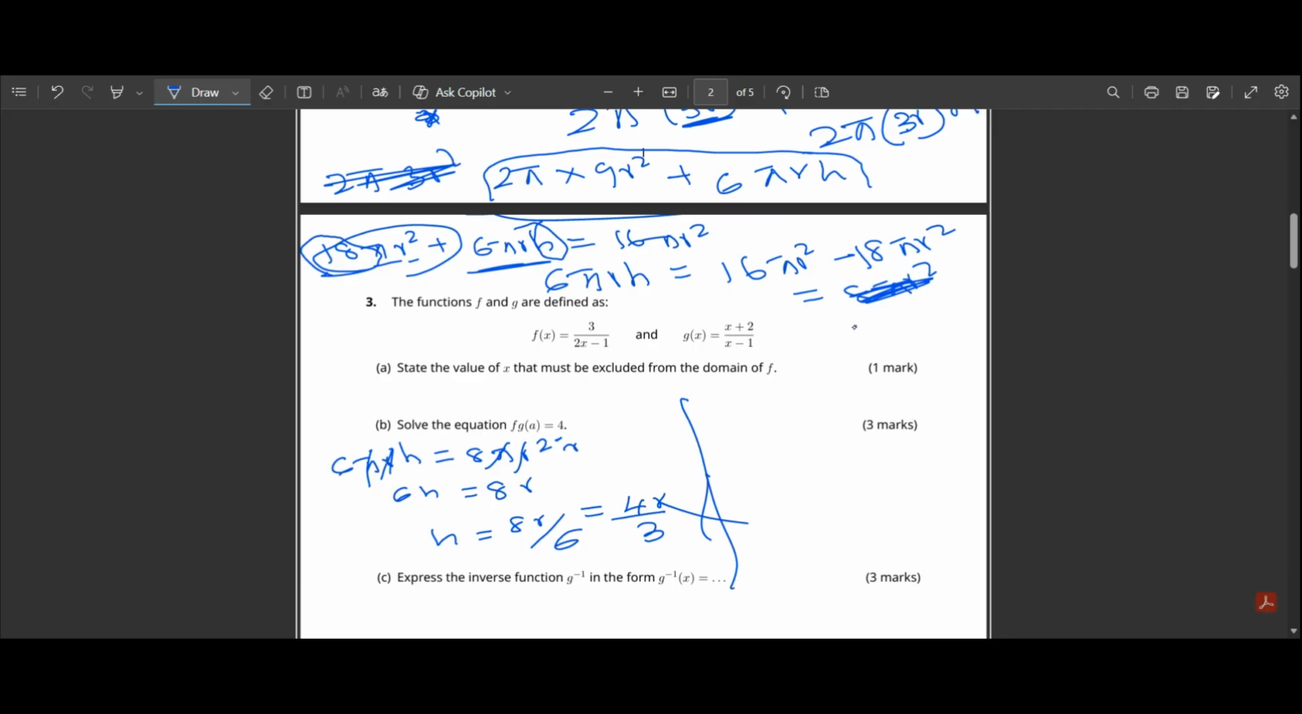So it is minus 2 pi r squared. Wait, I will erase this. So see, even though I know the concept, I still make mistakes.